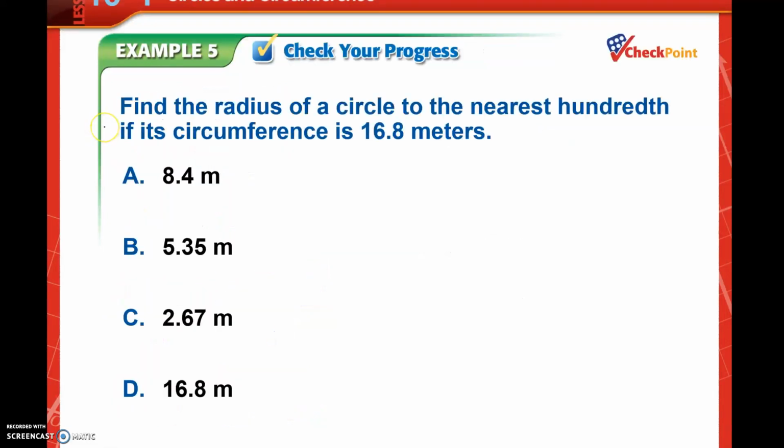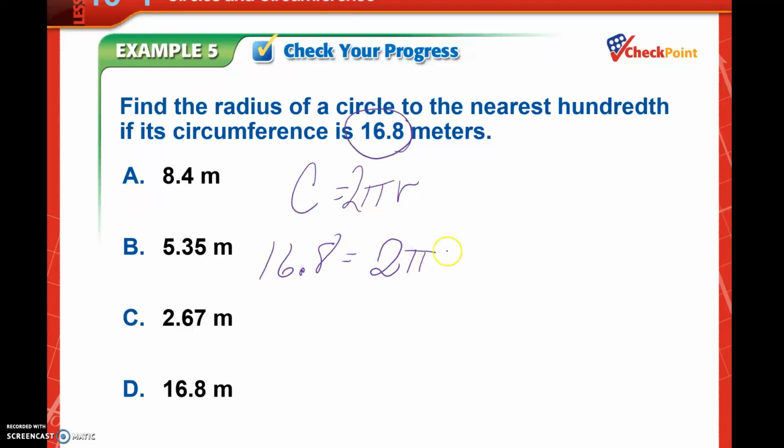Here we're finding radius, so we can do this two ways. We can find the diameter and then divide that in half, or we can use our circumference formula that has radius, which is 2 pi r. Plug in again the amount of the circumference for C. 2, we know what that is, pi, and we're looking for r, so we're going to divide by 2 pi. And we get 2.67 meters.